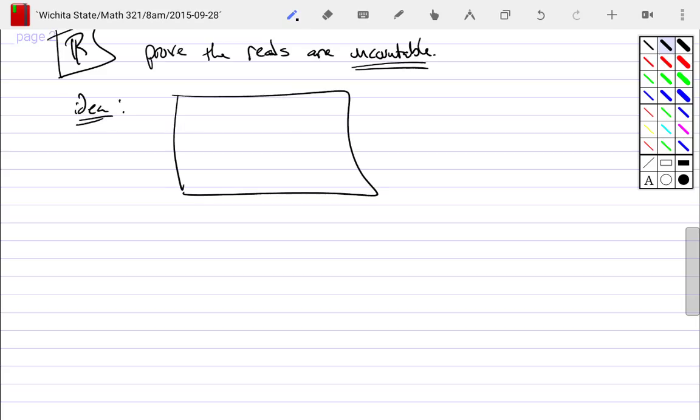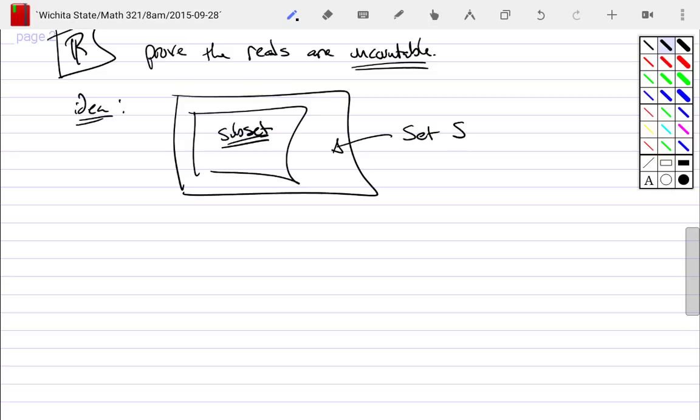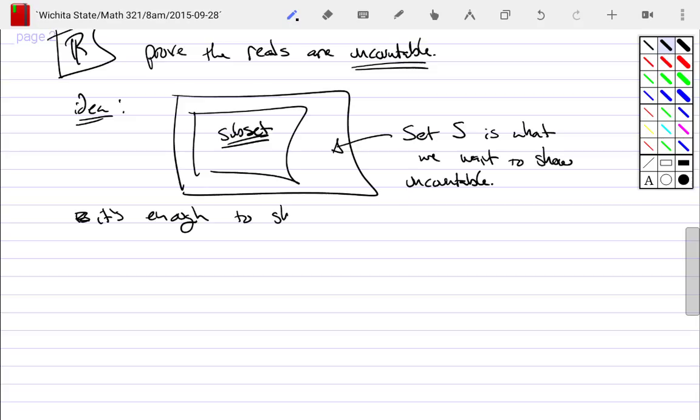The idea is, if I want to prove something about a big thing, and in here is a subset, and here is this actual set S that we want to show is uncountable, it's enough to show a subset is uncountable. It's kind of like this whole idea of nesting, right? If a bigger set is countable, the smaller set must be countable. But if the smaller set is uncountable, then the bigger set must be uncountable. Does that make sense? Okay, that's the approach that we're going to take for this one.